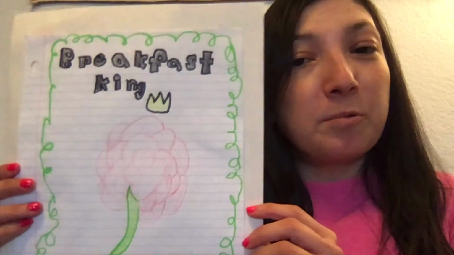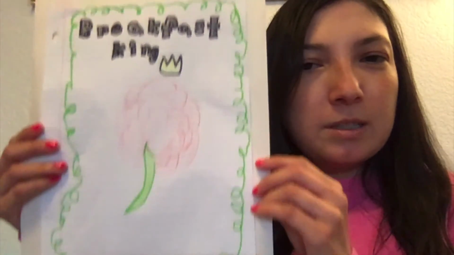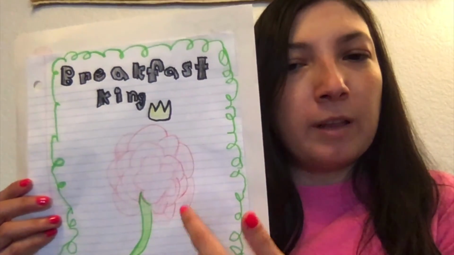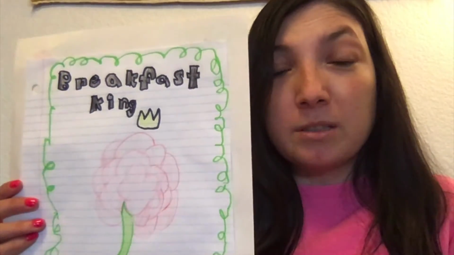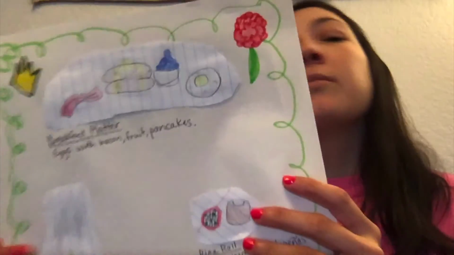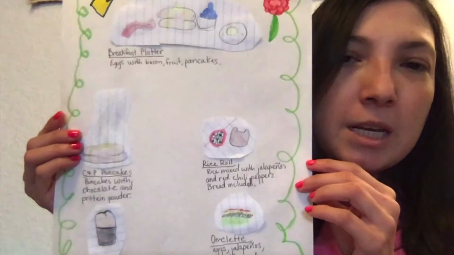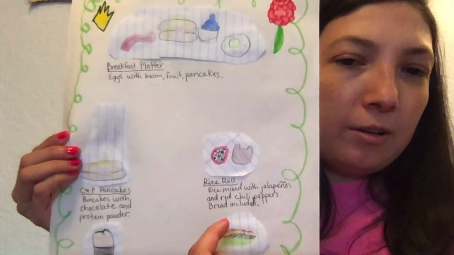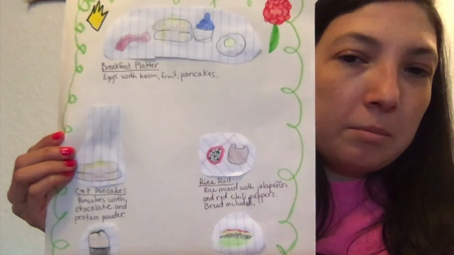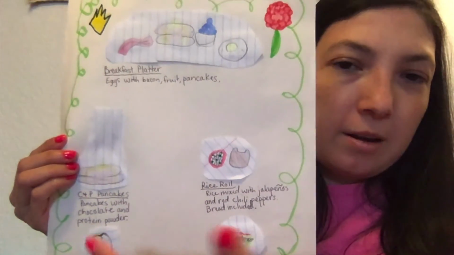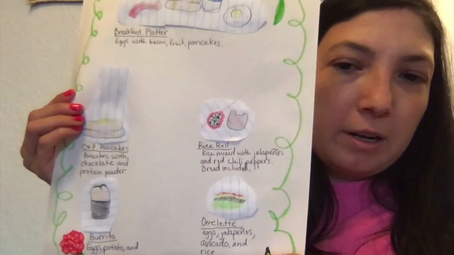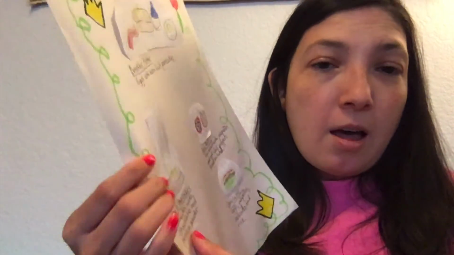Here is my niece's restaurant menu. You can see the front cover with the title Breakfast King, and she also included flowers because our last name means flowers in Spanish. Here are her 5 items that she chose. As you can see, they each have a title of the breakfast or food item, as well as a description, or she also listed ingredients. So this is one example of the menu project.